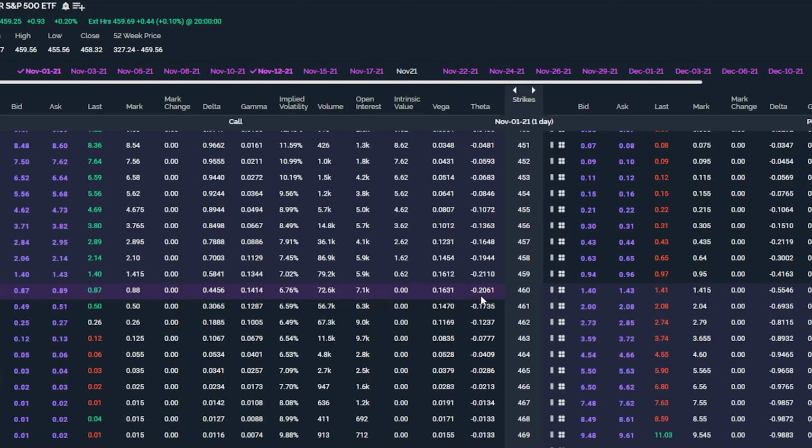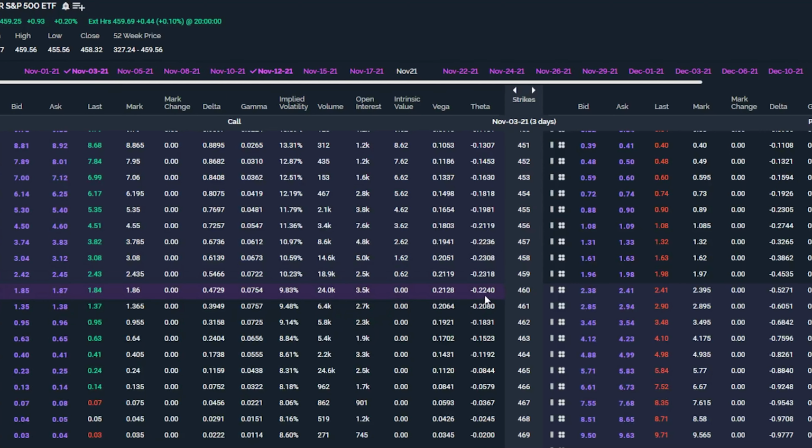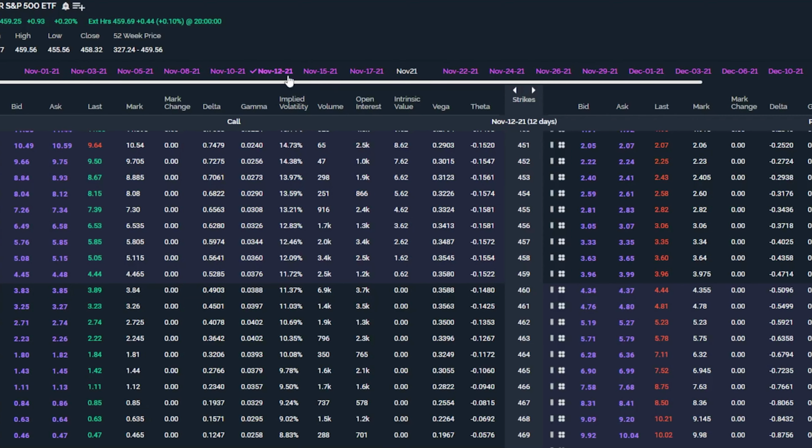Now let's look at a longer expiration. This is a one-day DTE. This expires tomorrow. DTE of one, Theta of 0.20. So that's a pretty high ratio for Theta to premiums. So 460 on November 1st. Let's look at 460 on November 3rd. Theta of 0.22, given a $1.85 premium. So right there, the premium jumped $1 and Theta only went up 2 cents. So the ratio is getting lower and lower, which means it's going to decay less per day as you get further out in time.